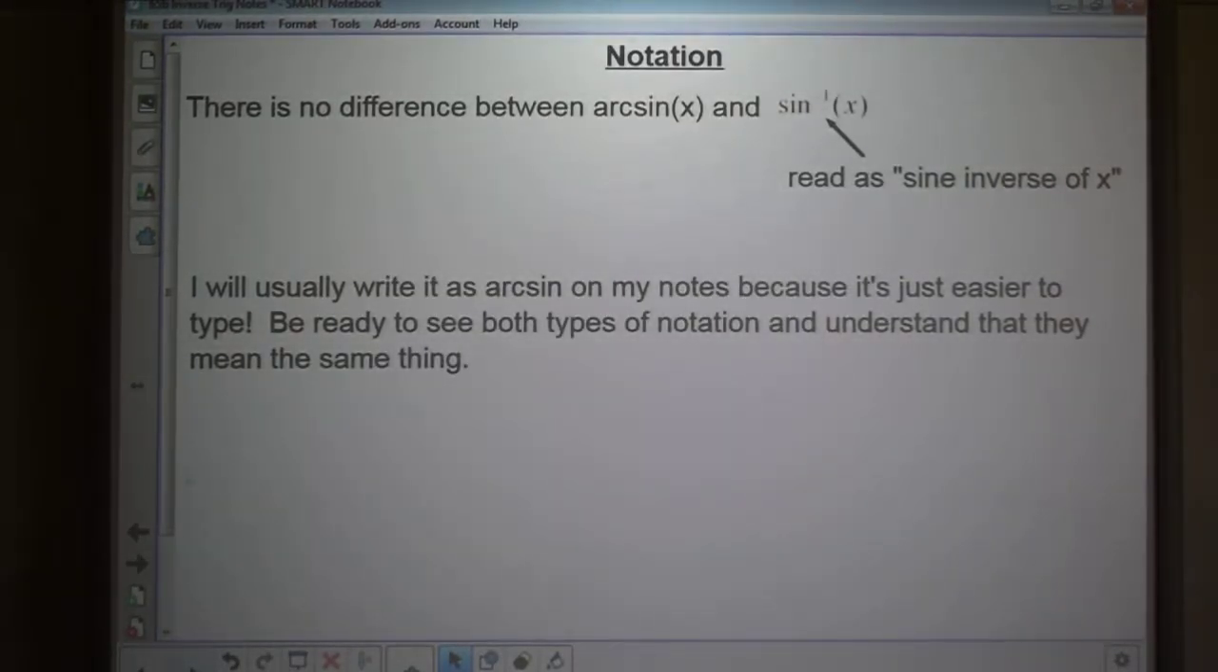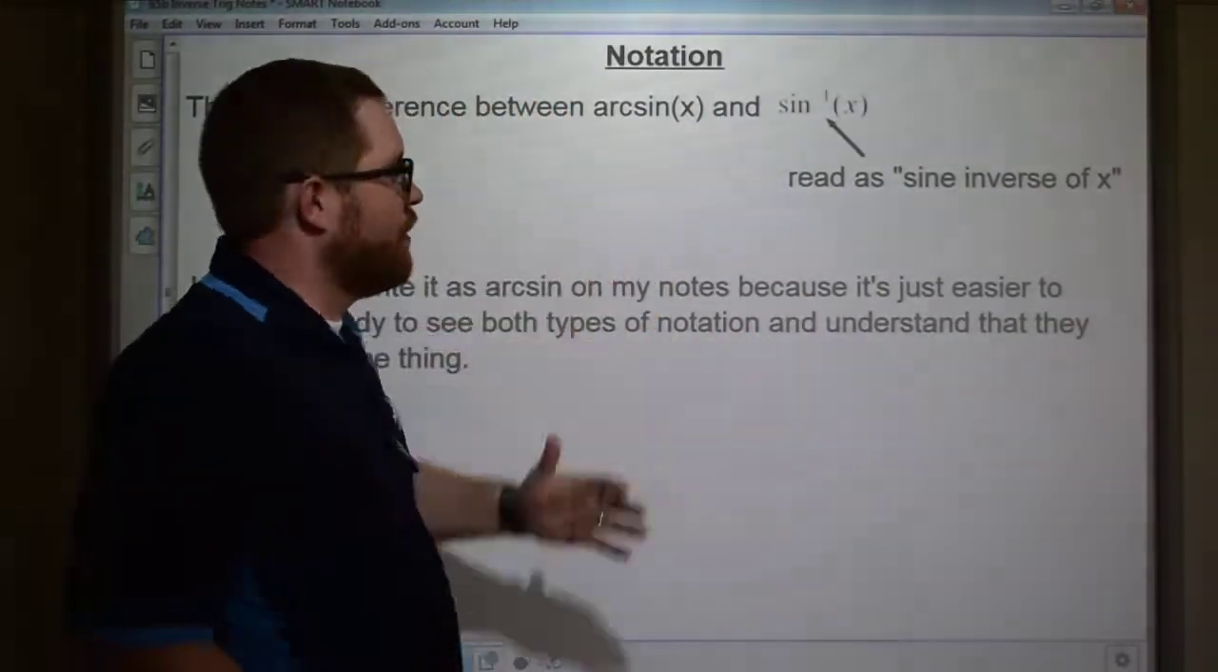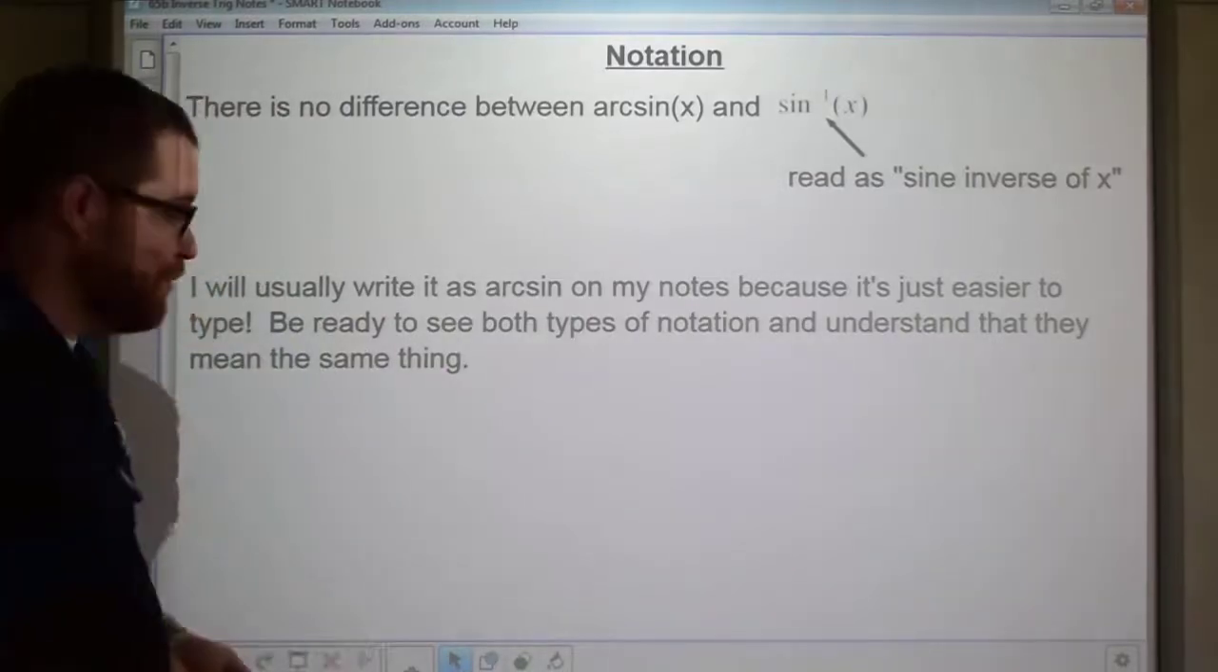By the way, I think we've talked about this, but I'm going to re-emphasize it. Arc sine and sine inverse are the same thing. The reason that I use arc sine is it's easier to type, so that's why.